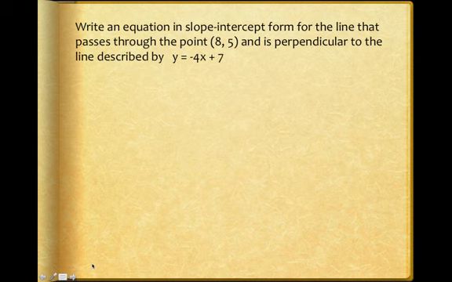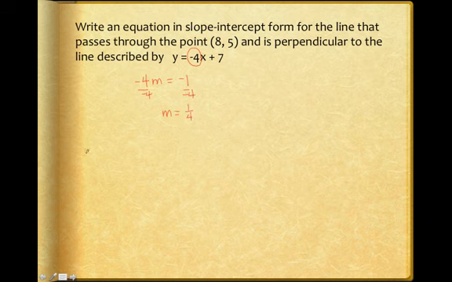Now I want to find a line that is perpendicular to a given line, and I'm going to do that by first finding the appropriate slope. Well, I see here that my slope is -4, so I know that for a perpendicular line, the product of those two slopes has to equal -1. So -4 times the slope of my new line has to equal -1. So if I divide both sides by -4, I know that my new slope has to be 1/4.